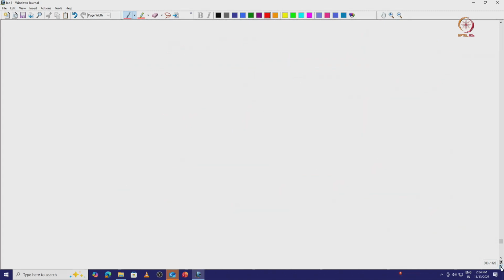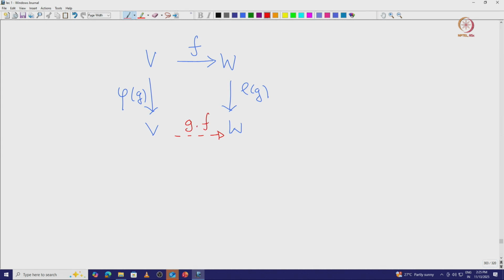So, how do we do this? Let us define this very explicitly. Recall that given g we have this rho g and phi g. Let me draw this diagram. From V to W we have this map f, from V to V we have this map phi g, and from W to W we have the map rho g. Now we are interested in defining this g·f from V to W.